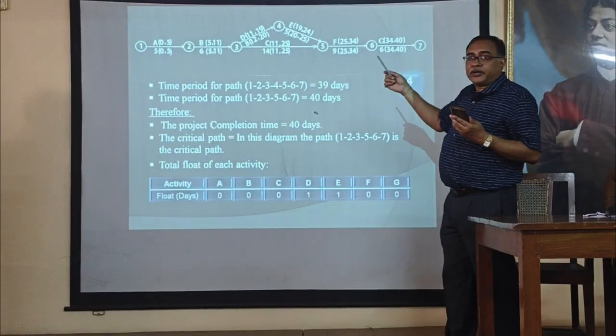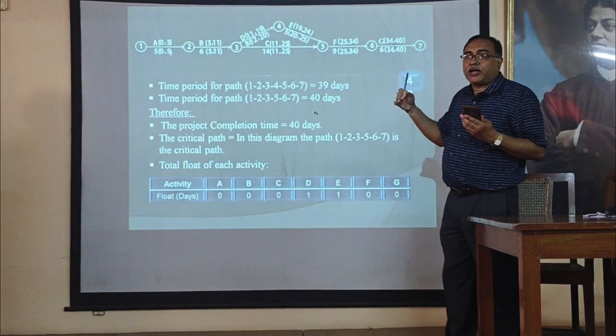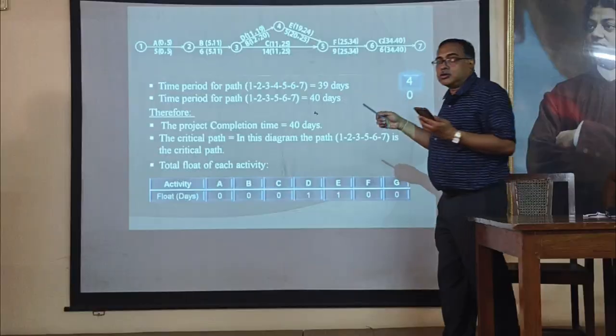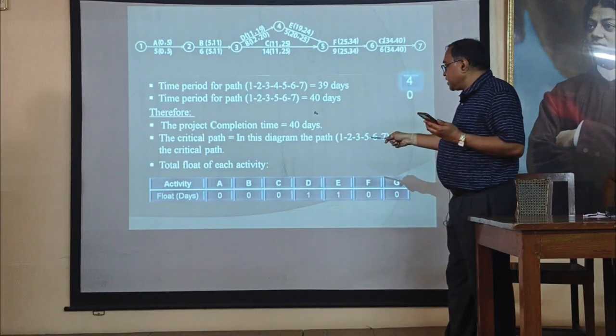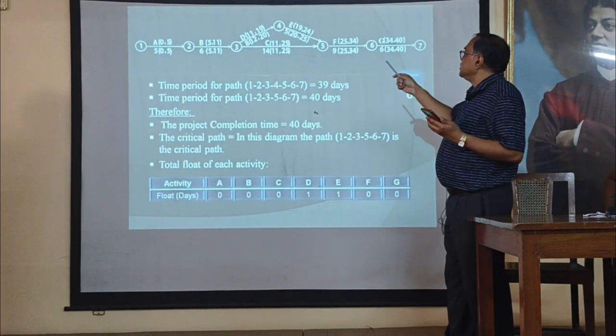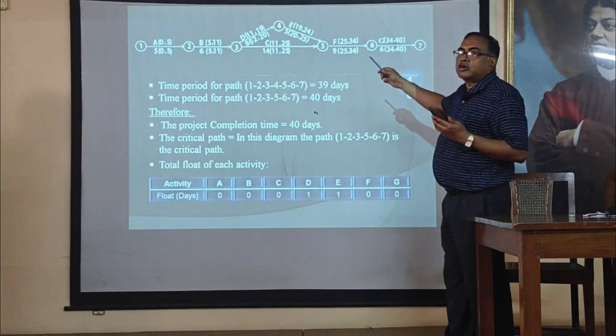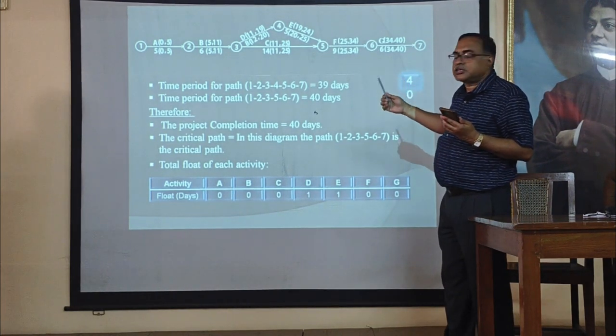11 minus 11, so 0. Or 5 minus 5, it is also 0. Clear? Okay. Then for C activity, what is the float value? 11 minus 11, or 25 minus 25, so it is 0.